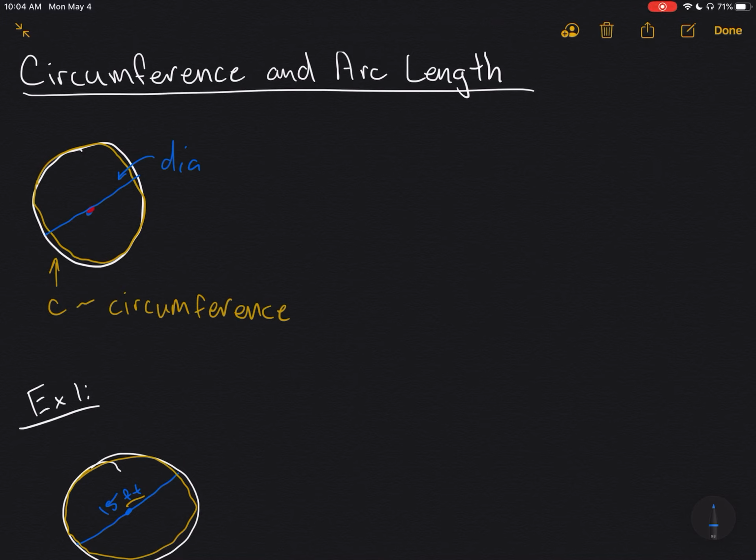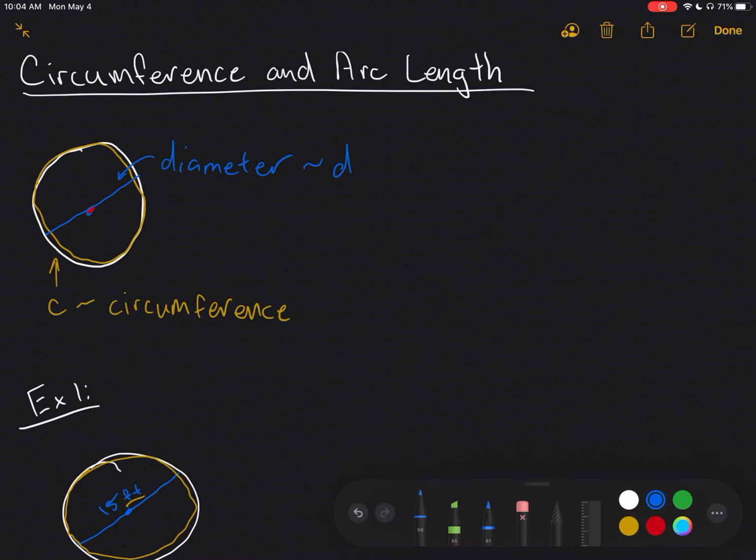If it doesn't pass through the center point, that's something that we call a chord, and something that we're probably not going to discuss a whole lot. But the diameter passes through the center point and connects two sides of the circle, and surprisingly or not, we will call that D. The last piece that you should know is the radius.